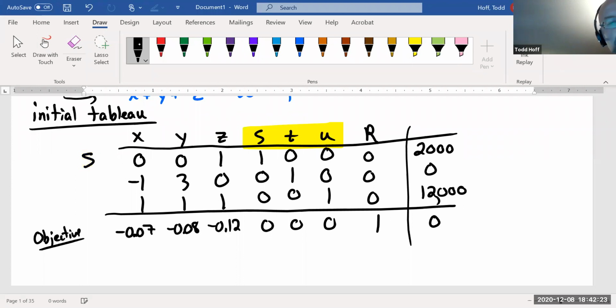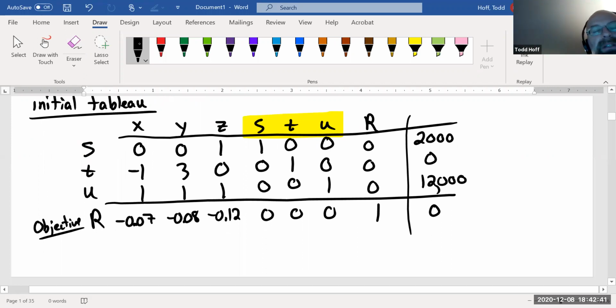Didn't mean to highlight that. The second row, the slack variable you used there was T. The third row, we used U. And in this bottom row here, I'm just going to label that R because that was our objective function. So that's the R row, the U row, the T row, the S row.